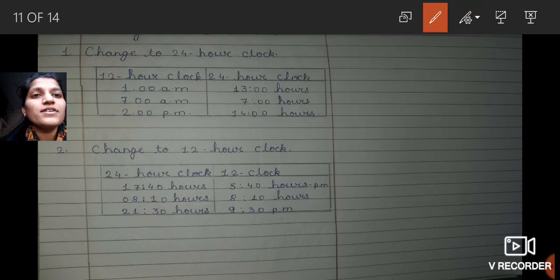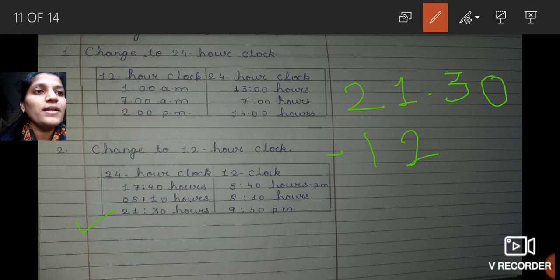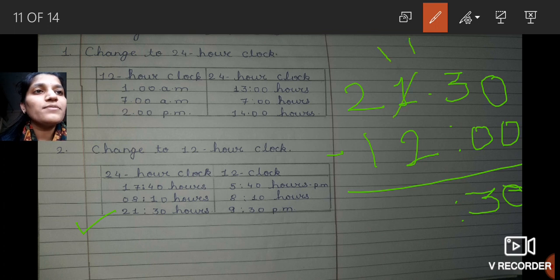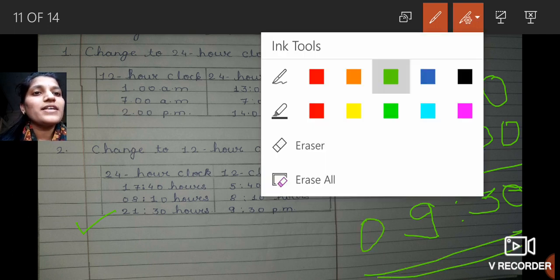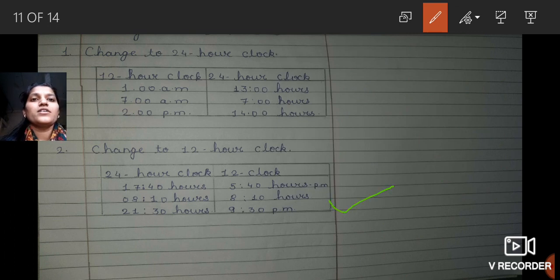So next question, we can see the last question, 21.30. So here we are going to minus 12. 21.30 minus 12. 0 minus 0, 0, 3 minus 0, 3, 1 minus 2 we cannot do, so 11 minus 2, 9, we have borrowed 1, so 1 minus 1, 0, so 9:30. So like this we are going to solve the clock system.